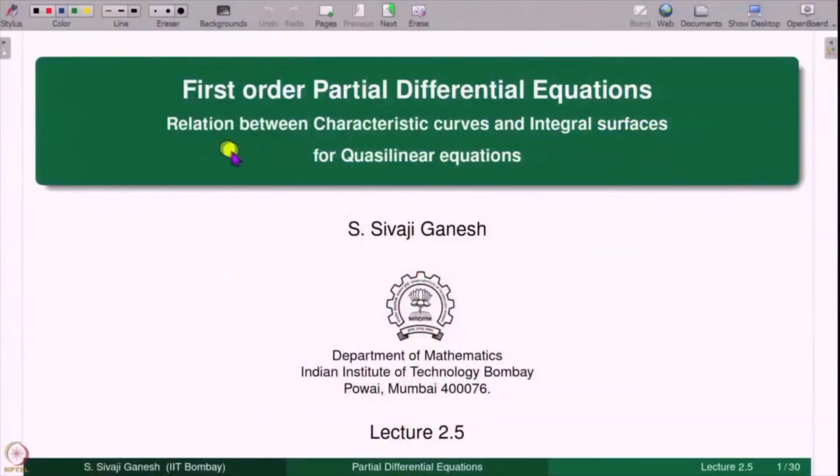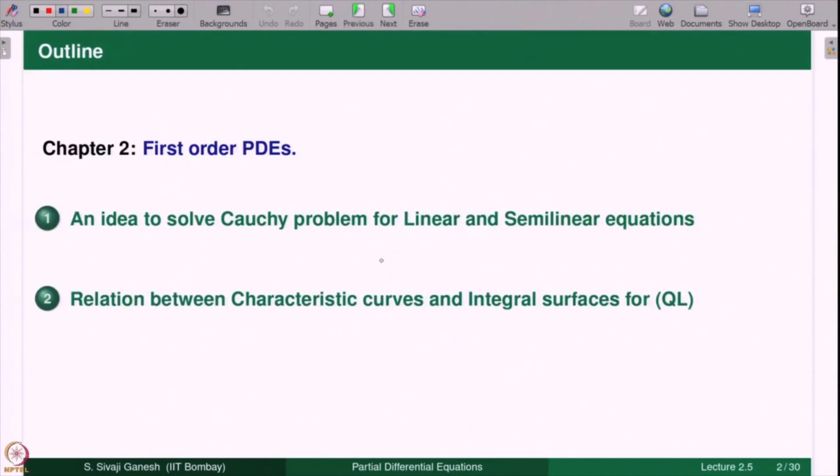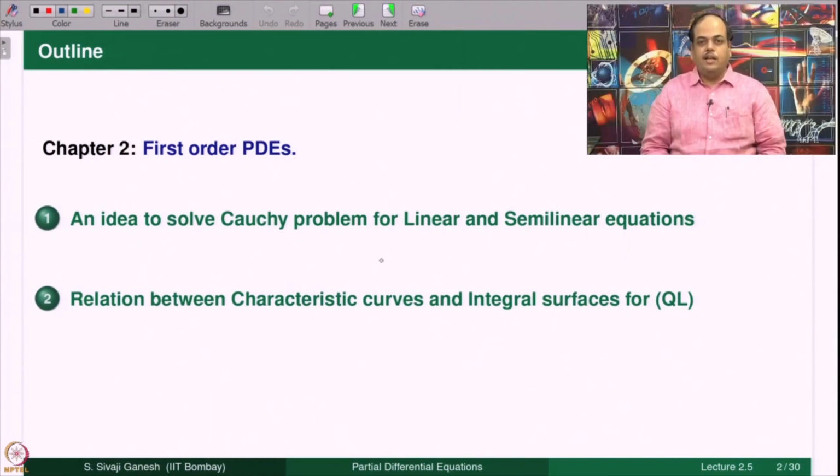So, today we will take the first steps towards solving Cauchy problems for quasi-linear equations. In this lecture we are going to look at the relation between characteristic curves and integral surfaces. The outline of today's lecture is, first we discuss an idea to solve Cauchy problems for linear and semilinear equations, which are clearly the simplest form of the quasi-linear equations, special forms but simplest.